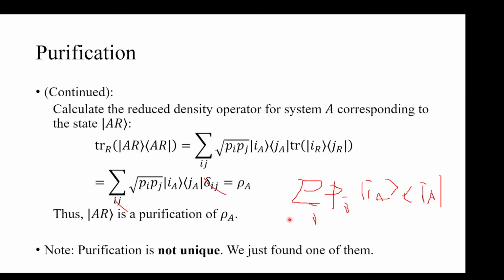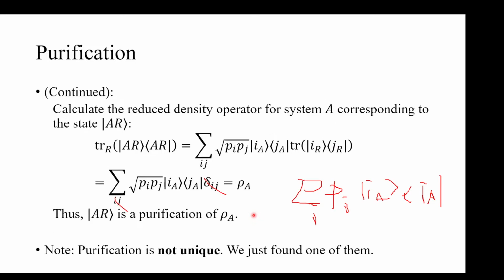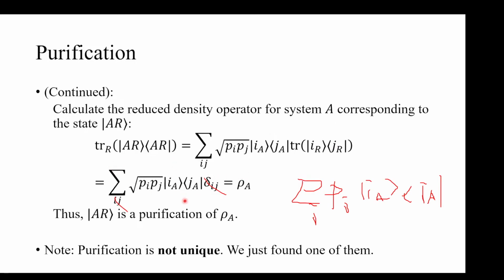And so this is a purification of our density matrix. We see that any density matrix, you can write with this purification. We have an exact construction. And actually, purification is not unique. There are many of them. For example, you see that this is also an orthonormal basis |i_R⟩ here. You can choose arbitrarily a different basis for your R system, and you get a different purification, but you will still get the same reduced density matrix.